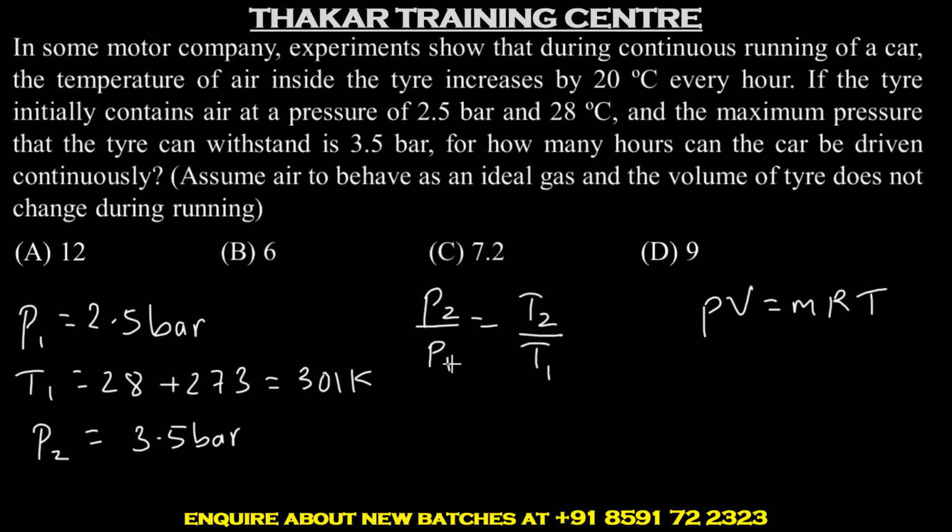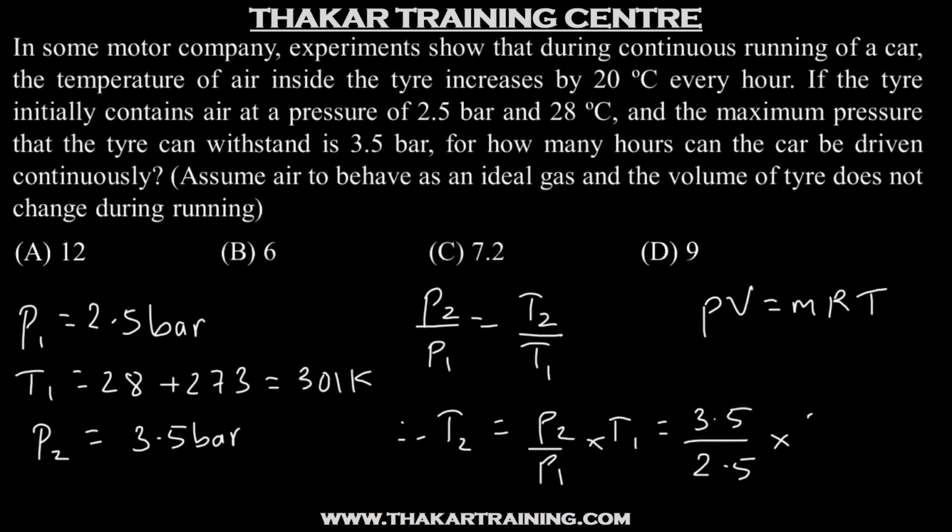We know P2, we know P1, we know T1. We will be able to find out T2. So T2 will be equal to P2 by P1 into T1, which will be 3.5 upon 2.5 into 301. So we get T2 equal to 421.4 Kelvin. Now, where did this 3.5 bar come from?